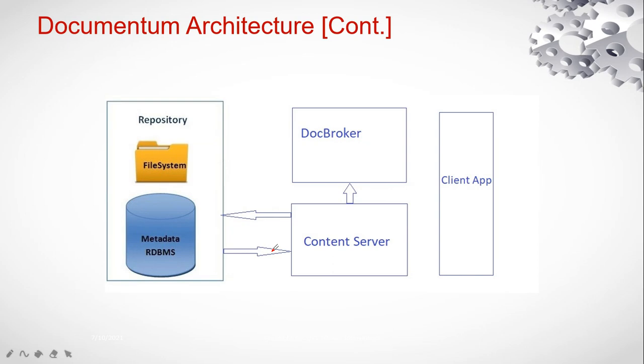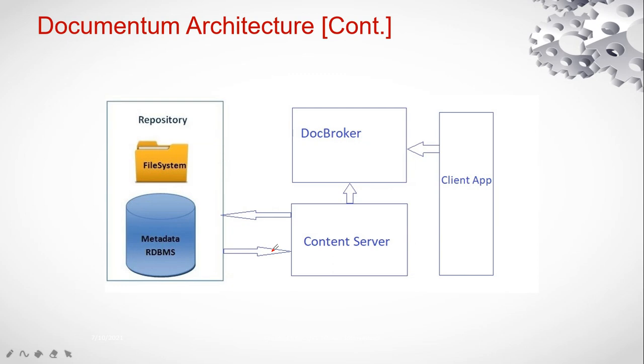Whenever we are designing the client application, we have to give the information about the docbroker. We never expose the content server directly to the client. There would be a properties file called dfc.properties in most applications. There we put the docbroker details, like the docbroker name, host name or IP address, and the port in which the docbroker is running. So in the client application, we'll provide the docbroker details.